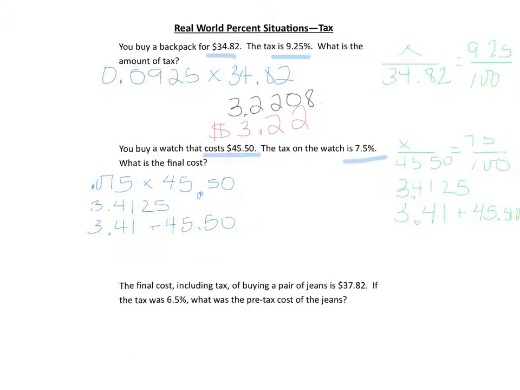Now, if we wanted to take a bit of a shortcut, we could say that I'm paying for that $45.50. We don't know how much the final cost is going to be. I have to pay 100% of that $45.50 plus the 7.5%, so I am paying 107.5% of the cost of that watch, which would also be written as 1.075 times $45.50.